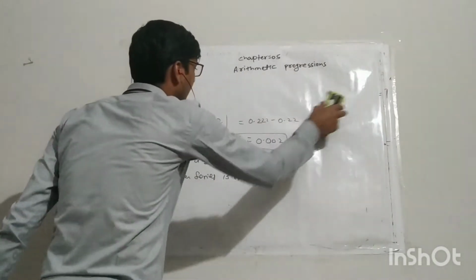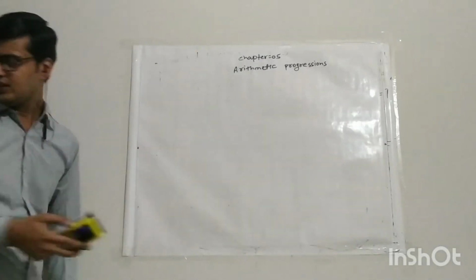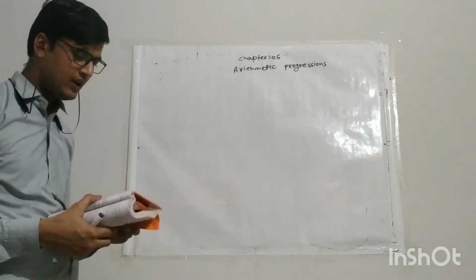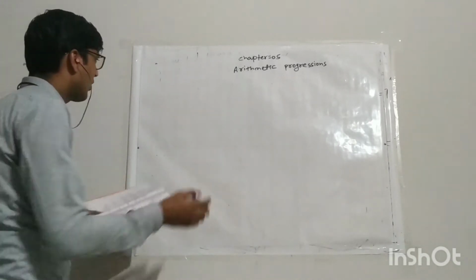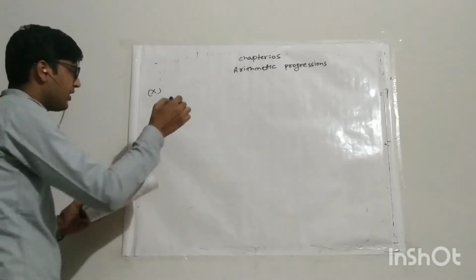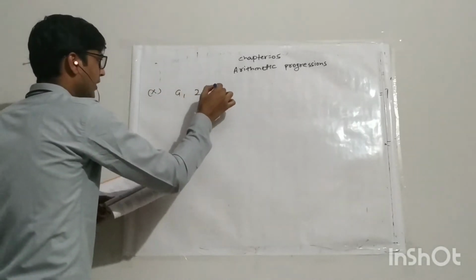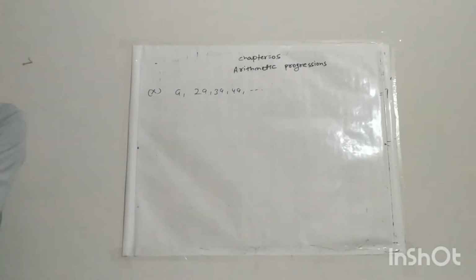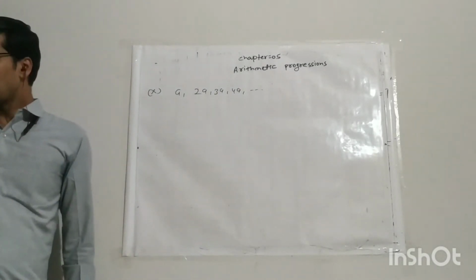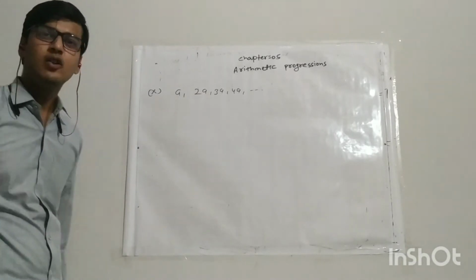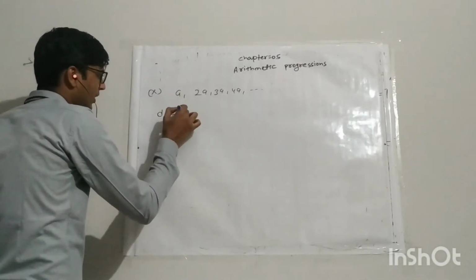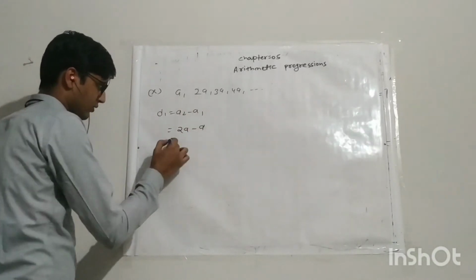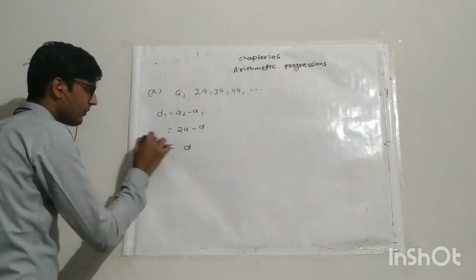Now we take another sub question of question 4. Suppose I take question number 10. So the 10th is A, 2A, 3A, 4A and so on. So first we check whether this series is in AP or not. So we find the common difference. D1 is A2 minus A1. A2 is 2A and A1 is A. So 2A minus A we get A.